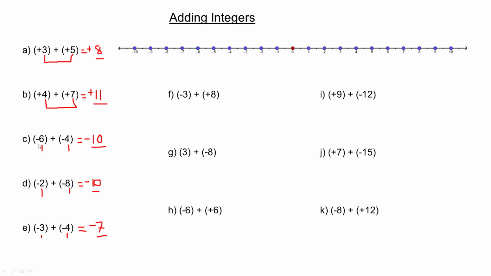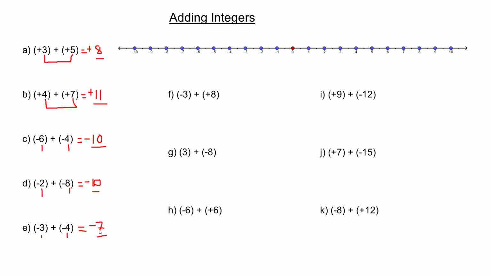Okay, an example of this, let's say you owed one friend $6 and another friend $4. Well, altogether you owe $10. Negative 2 and negative 8, so 2 and 8 is 10, and it's negative because they're both negative. Negative 3 and negative 4, so 3 and 4 add to 7, and they're both negative, so it's negative 7 is what those add to.